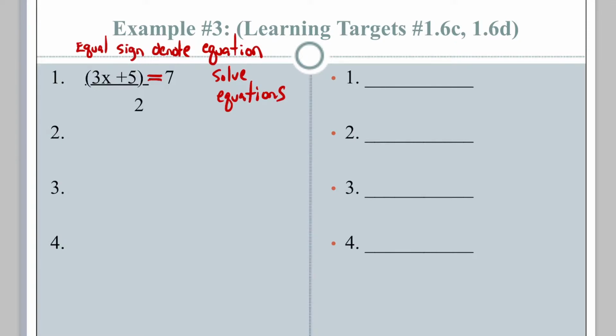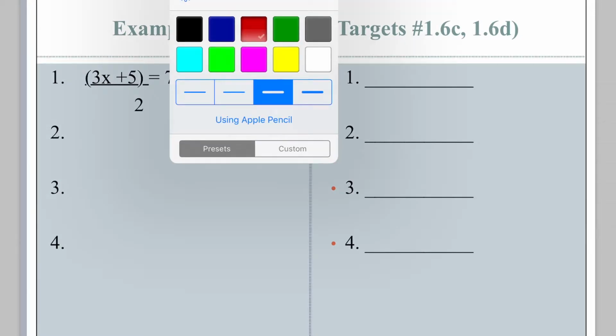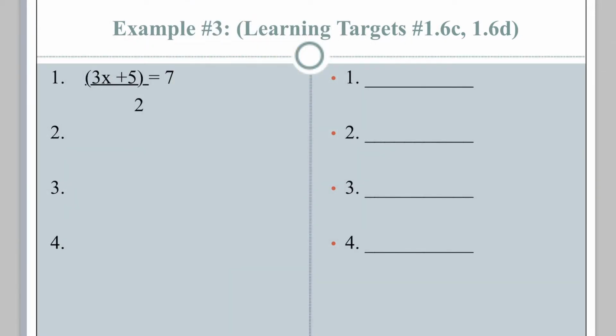And so we are going to work to solve this equation, and then we are going to justify our steps using the properties of real numbers as we work through this equation and solve, in this case, for the variable x. And so our first step using the order of operations would be to work with our parentheses or our grouping symbols.